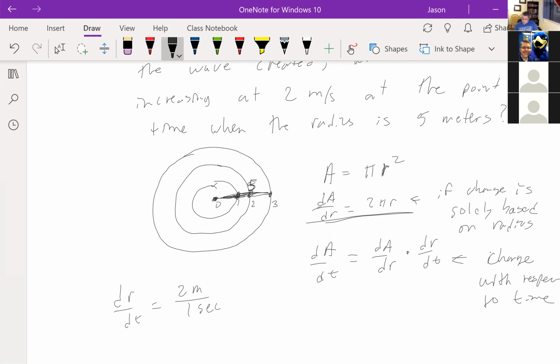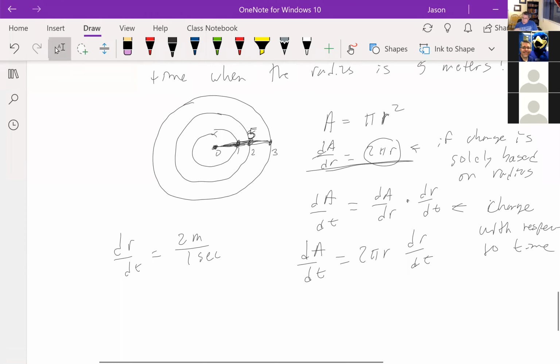So how do we reconcile this? How fast is the area growing? That's dA/dt, which is equal to dA/dr. What was dA/dr? That was above here. That was 2 pi r, and then dr/dt. Let's plug in what we know and solve for what we don't know. So dA/dt is equal to 2 pi r.